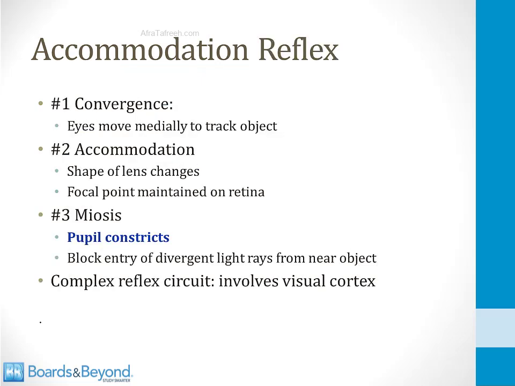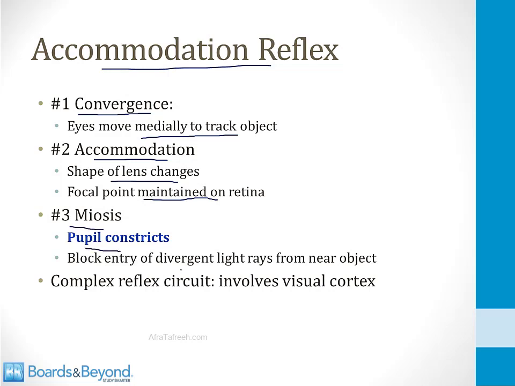When you focus on a near object, there are 3 reflex actions that occur. These are all part of the accommodation reflex. So first of all, there is convergence of both eyes. Your eyes move medially to track the object. The second reflex action is accommodation. This is what I talked about before. The shape of the lens changes and the focal point is maintained on the retina. I talk about this in more detail in the lens video. And then the third part of the accommodation reflex is miosis. The pupil constricts to block entry of divergent light rays coming from a near object.